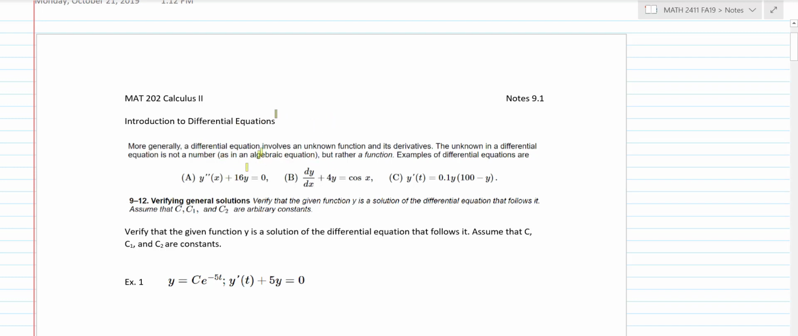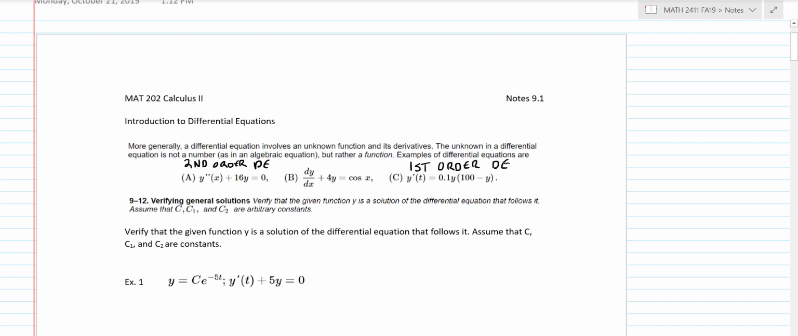So first of all, when you have a differential equation, you've got a derivative in there somewhere. So here's a second derivative, here's a first derivative, here's a first derivative. A little bit of terminology. This one right here, since the highest order of the derivative is the second derivative, we call this a second order differential equation. And for this one, the highest order derivative is a first derivative, so we call that a first order differential equation.